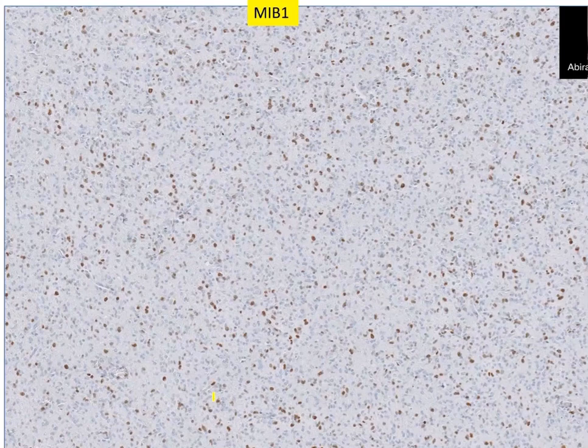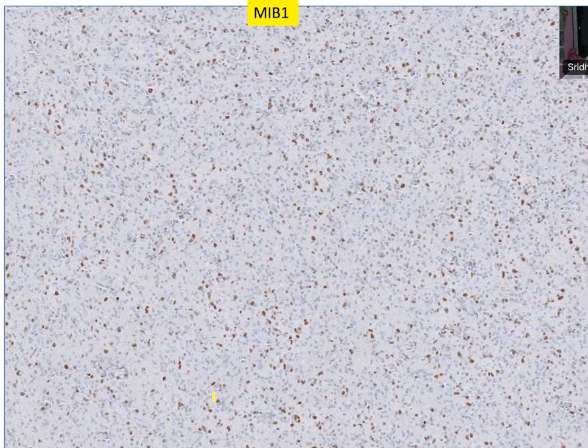Whenever you have an ATRX loss and a P53 mutant phenotype in a younger adult, before you jump and say that it is not an IDH mutant, you need to advise gene sequencing studies to prove that it is an IDH mutant. Here you cannot write IDH wild type just because your IHC is negative. There are so many different varieties of mutations. Immunohistochemistry IDH1 R132H only picks up the commonest type of mutation, which is seen in 85% of cases. So if you don't get it on IHC, if it is not positive, that doesn't mean it is wild type.